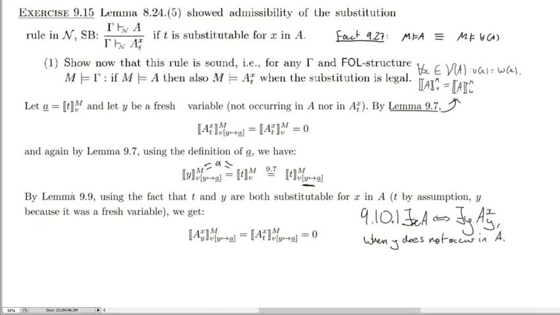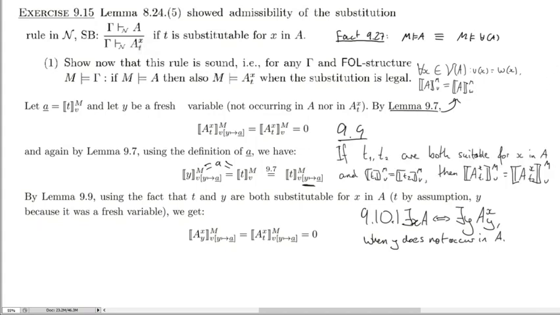Okay, so now we're going to use a new lemma, which I haven't used before. It's lemma 9.9. I can bring it up here. Lemma 9.9 just says that if t1 and t2 are both substitutable for x in a, and t1 under m and v equals t2 under m and v, so they're the same under this structure and valuation, then a with t1 substituted for x under m and v is the same as a with t2 substituted for x under m and v, because t1 and t2 are the same thing under m and v. So this makes sense. We're going to use this lemma here, and we know that t and y are both substitutable for x in a, and therefore this here can be set equal to this over here.